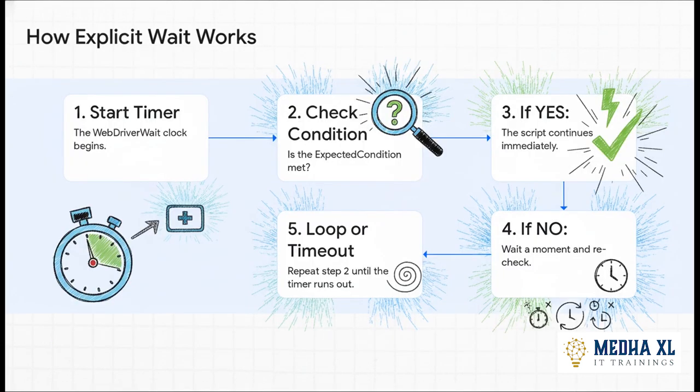So here's how that all works together. The second you call an explicit wait, that stopwatch starts ticking. Selenium immediately checks your condition. Is the button clickable? If the answer is yes, great! The script continues on its merry way without wasting any time. But if the answer is no, it just pauses for a tiny moment and then it checks again. And it keeps doing this little check, wait, check loop until either the condition finally becomes true or your stopwatch runs out of time. It's super efficient and really, really smart.